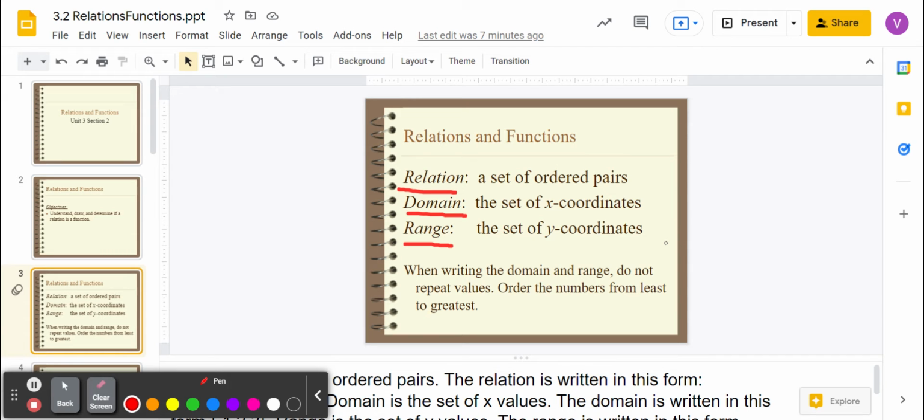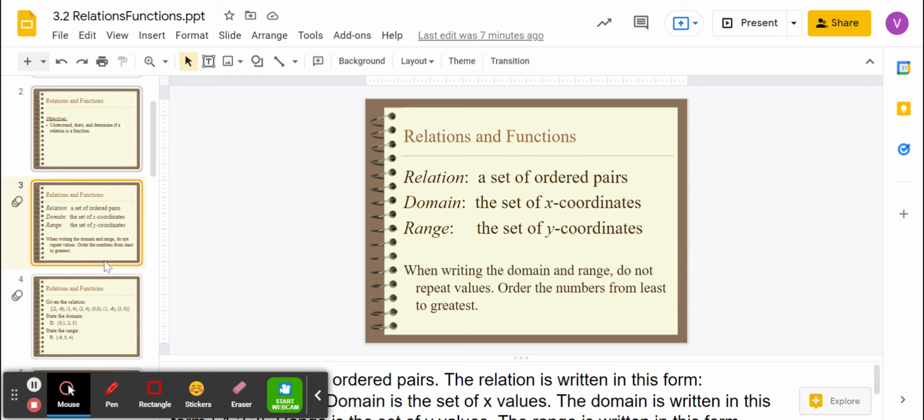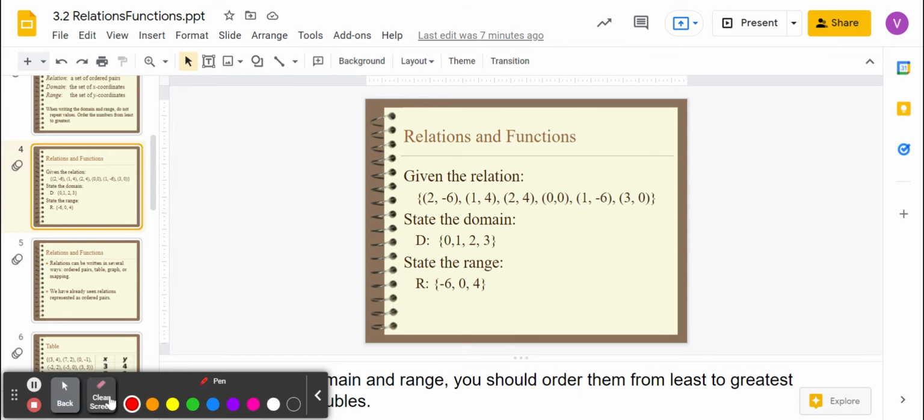Now, it's important when you organize these, you want to make sure that you don't repeat values. So do not repeat values. And you want to order the numbers from least to greatest. All right? And that's only when you're organizing the data. So let's look at an example of a relation. This is your relation.